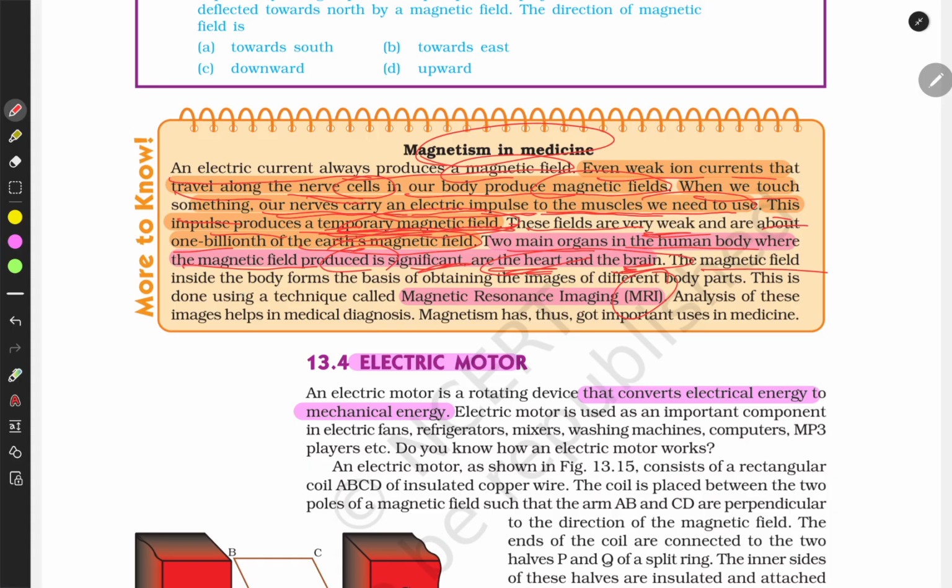The magnetic field inside the body forms the basis of obtaining images of the different parts. This is done using a technique called magnetic resonance imaging. Analysis of these images helps in medical diagnosis. Magnetism has thus got importance in medical use.